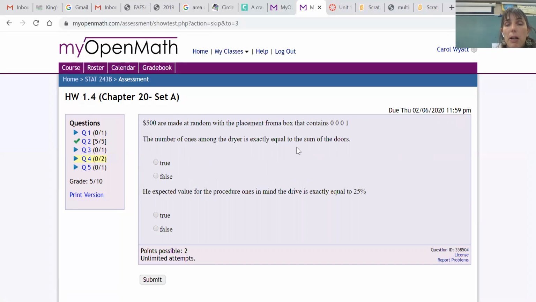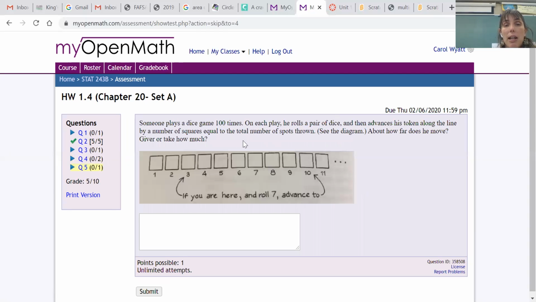500 are selected at random from a box, and then this is just true or false, so I don't really want to answer them for you. The number of ones among the draws is exactly equal to the sum of the draws. I'll fix that. And then the expected value for the percent is exactly equal to 25%, true or false. So we'll fix the autocorrect there.